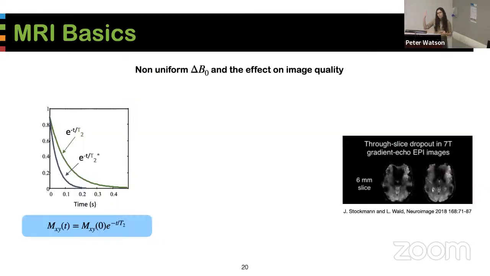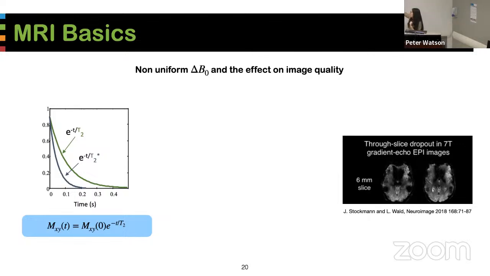Now, if we go back to what we learned earlier in the first slides, I told you that if you have macroscopic field inhomogeneities, this leads to accelerated signal decay, and we call that T2 star. So now I've explained what the source of those macroscopic magnetic field inhomogeneities is. It's the boundaries between tissues with different magnetic susceptibility. This occurs everywhere in the body, it occurs in the brain, and here's an example of what can happen if you have very big differences in magnetic susceptibility.